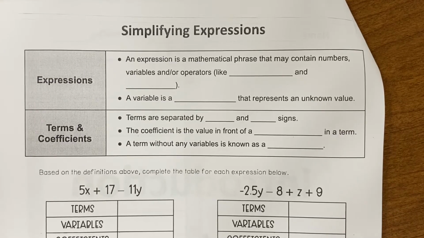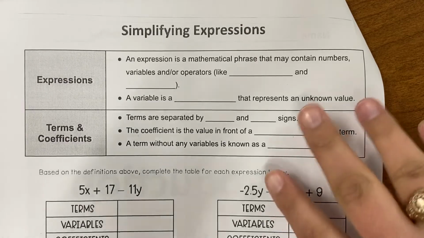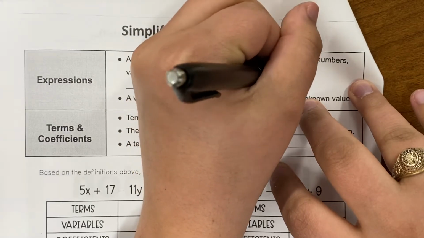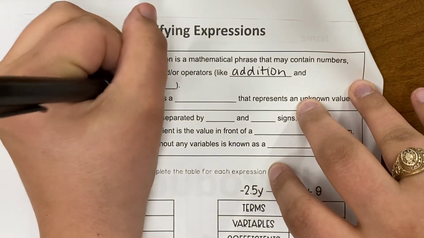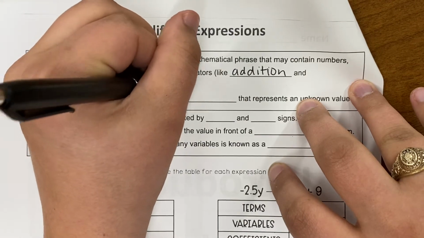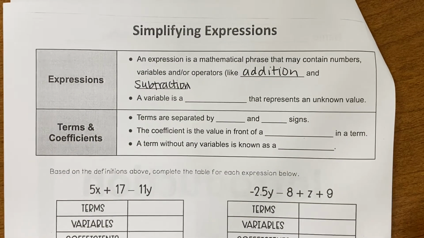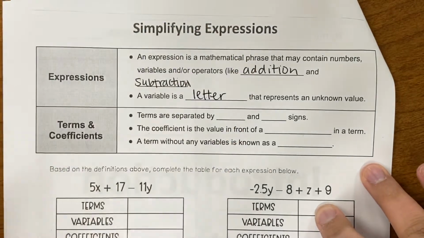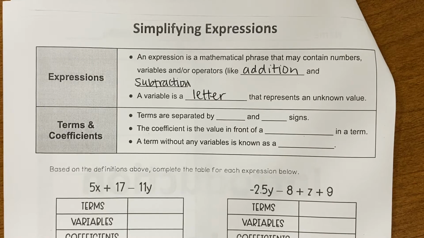Today, as part of our Algebra 1 introduction, we're going to talk about simplifying expressions. First, let's talk about what expressions are. An expression is a mathematical phrase that may contain numbers, variables, and/or operators like addition and subtraction. A variable is a letter that represents an unknown value.